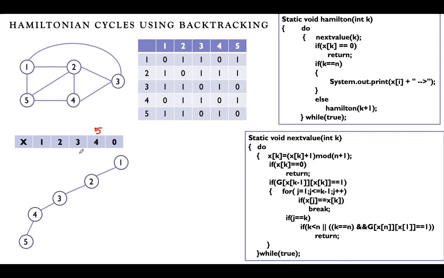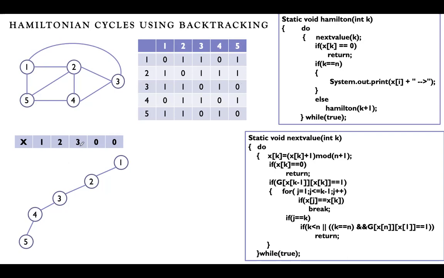Instead of 3 to 4, we'll check for 3 to 5. When you write down 5 here, you have to check whether there is an edge between 3 to 5. 3 to 5, there is no edge. So you cannot put 5 here. So it will be 0. And we'll go back again here.